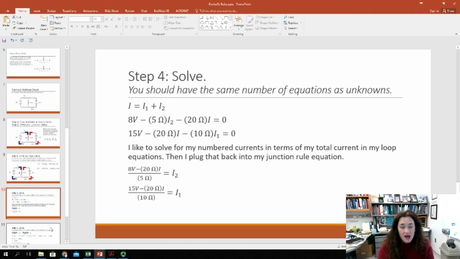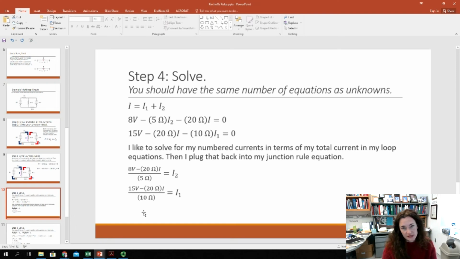So here they are. I'm going to take my loop rule and solve my loop rule equations. I'll start with the one with the 8-volt battery. If I rearrange that equation algebraically and solve for my numbered current, which is I2, then I have 8 volts minus 20 times I, divided by 5 ohms, is equal to I2. Okay? Now, the second equation was my 15-volt battery loop rule equation. If I solve that for I1, I get 15 volts minus 20 ohms times I, divided by 10 ohms, is equal to I1. Okay? If it takes you a second to follow the algebra, just pause the video, right? And then start me back up when you've got that. I'm going to move on to the next slide.